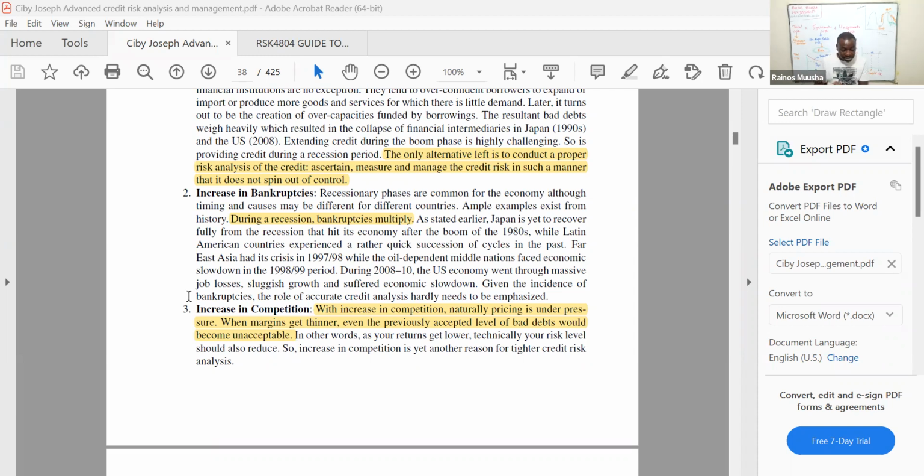So if a 5% bad debt was previously acceptable before there was an increase in competition, we might have a situation where we now need to keep a very tight hold on our bad debts, which is basically an expense, by trying to reduce the amount of bad debts from 5% to a lower level, so that we're able to have a sustainable profit margin as much as possible. So credit risk analysis is very, very important, especially during periods where there's an increase in competition as well. Are there any questions so far?